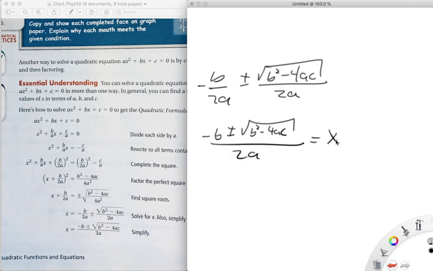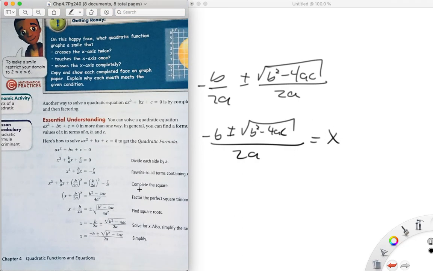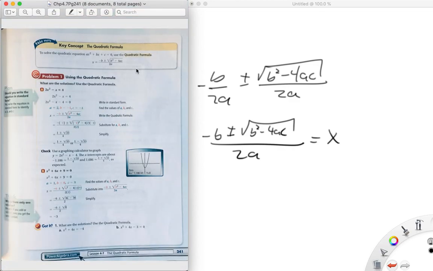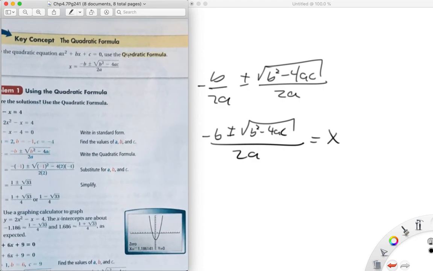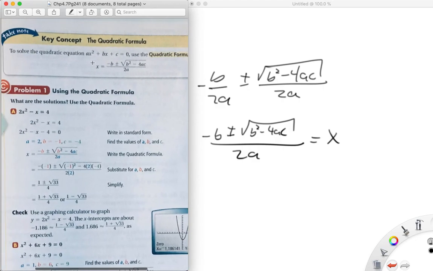This is a quadratic function. And the x that we find is going to be the x such that it is equal to 0. x equals negative b plus or minus the square root of b squared minus 4ac over 2a.